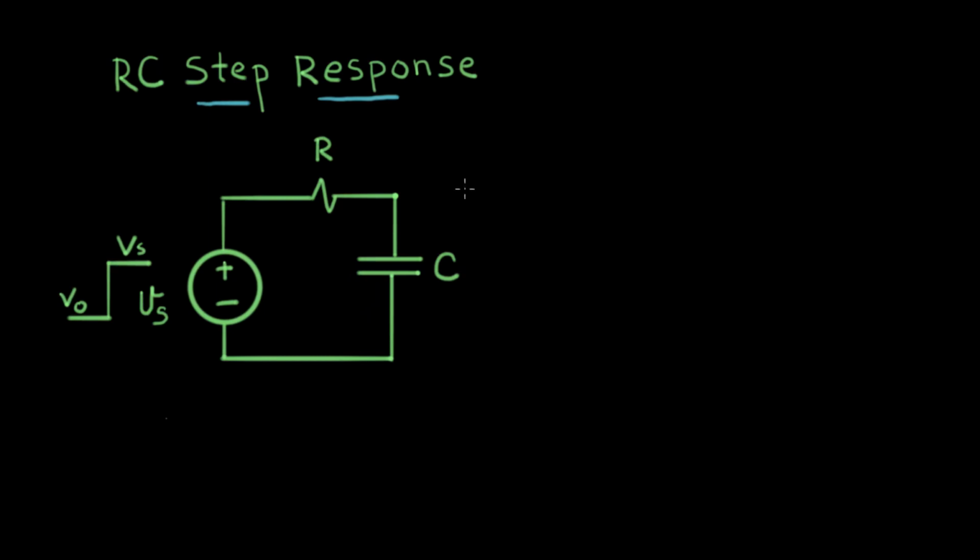So the step response is something that happens in a circuit when we drive the circuit with a step voltage. That's a step voltage shown right there. And this response is going to be related closely to the natural response of an RC circuit. And if you haven't seen that video yet, I want to encourage you to take a moment and watch the video on the RC natural response, because I'm going to use that result right here.